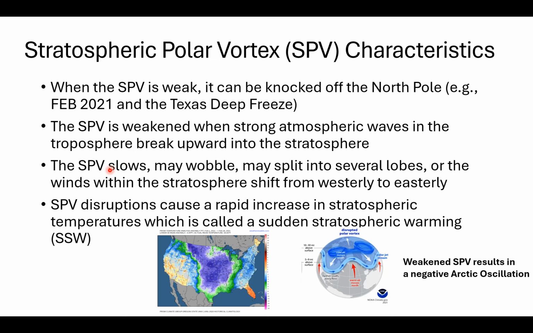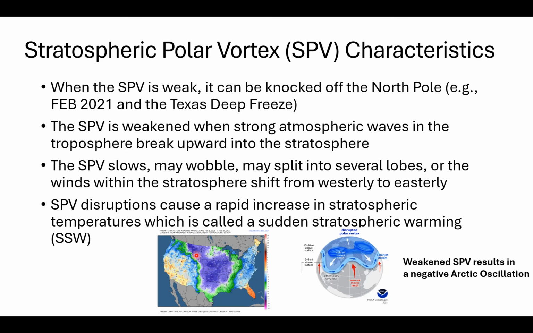And then as a result, the SPV, that stratospheric polar vortex, is going to slow. It may wobble. It may also split into several lobes, or the winds within the stratosphere may even shift from a westerly direction to an easterly direction. We'll talk more about stratospheric warmings here in a moment. So SPV disruptions cause a rapid increase in stratospheric temperatures, and that is called the sudden stratospheric warming. And I'm going to abbreviate sudden stratospheric warming with the letters SSW.